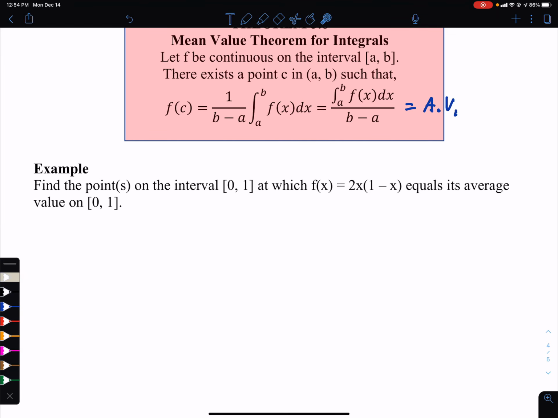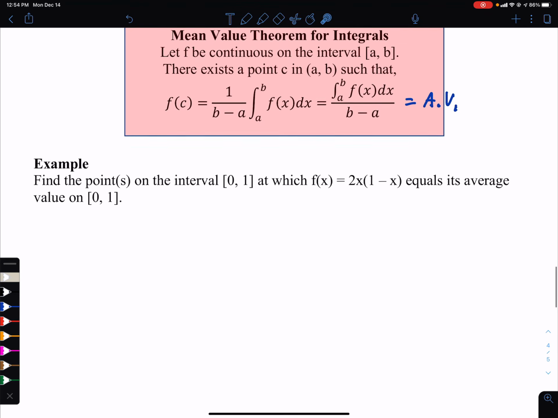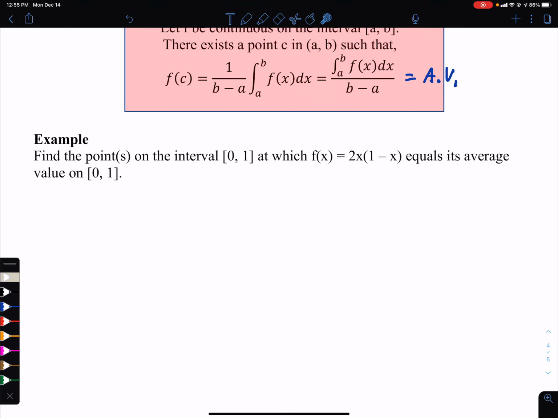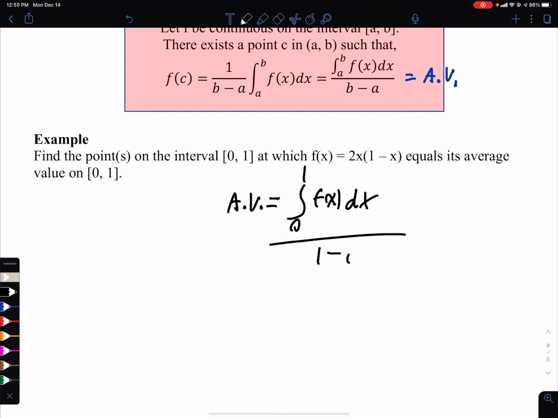All right, so here's an example. Find the point or points on the interval from 0 to 1 where this integral equals its average value. Well, what's the average value of f of x? The average value of f of x will be the integral of f of x from 0 to 1 divided by 1 minus 0. That's just this formula to find the average value.